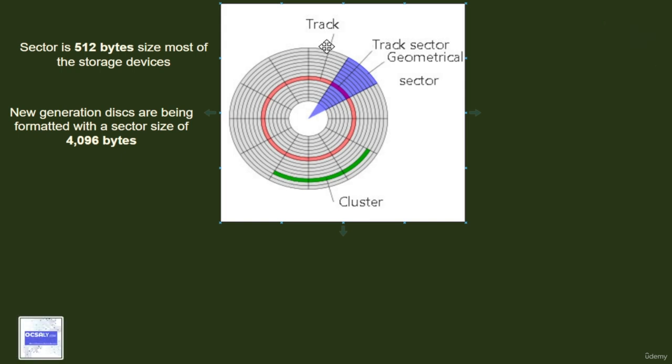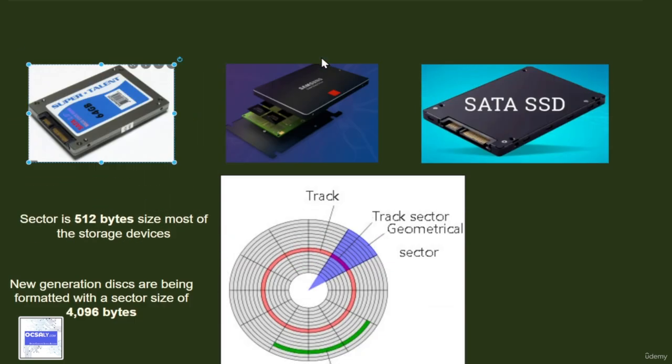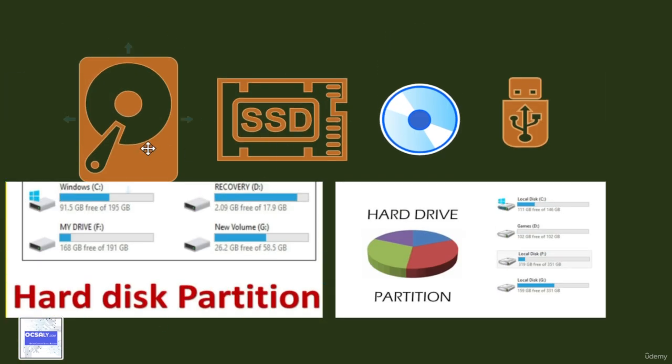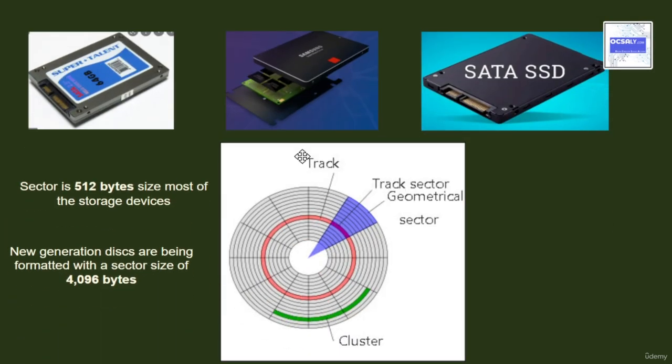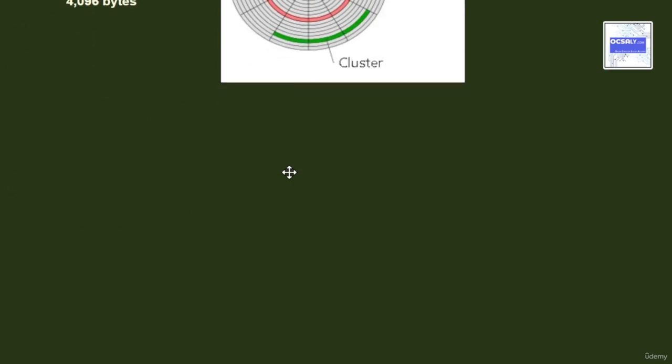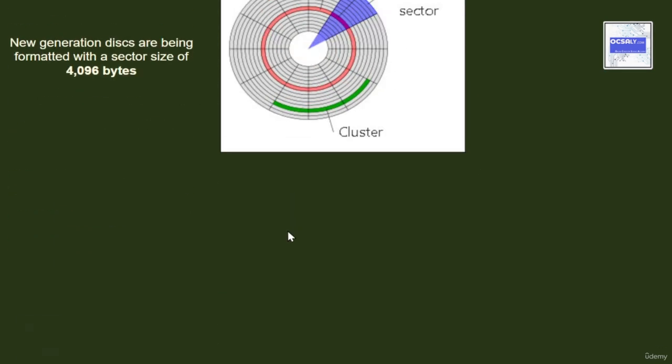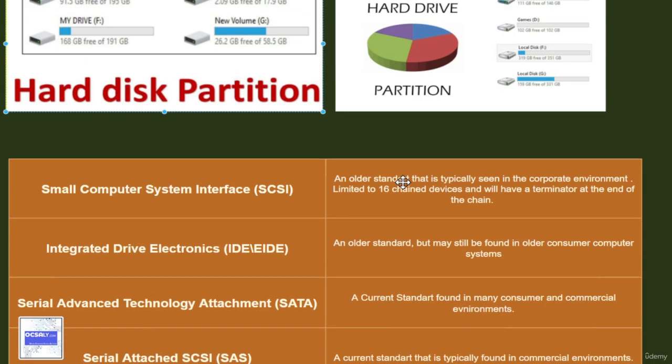This addressing scheme worked for large capacity hard drives. However, as the storage capacity increased, the CHS scheme did not scale. So logical block addressing, LBA, was created.